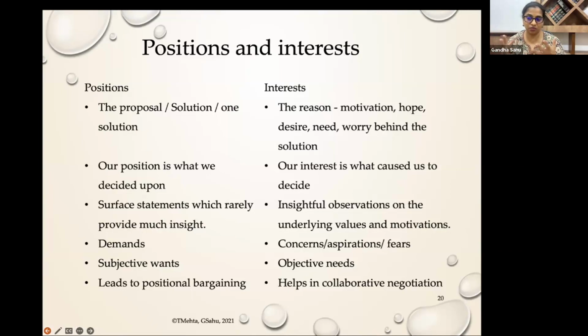Any more questions? I've just introduced this. As we go ahead with the role plays, we will understand. But for every role play, I invite you to go through the facts in a way that, okay, this is the position, this is the interest, and understand it from that point of view. Analyze it as a mediator. Okay, this is what they are saying. What does it mean? Is it a position? Is it an interest?